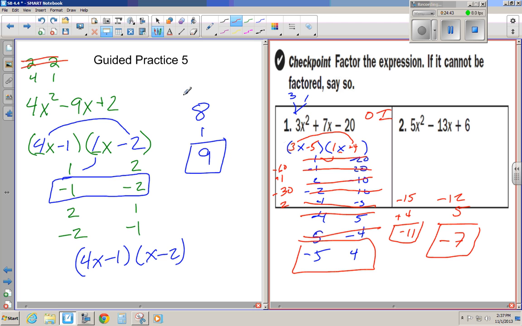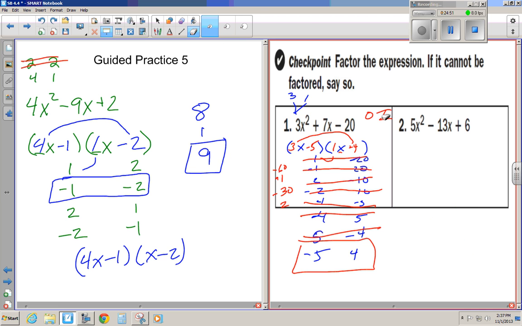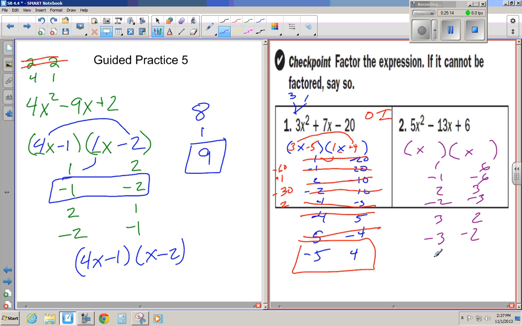Let's do some more examples. Let me erase some of this. All right. The problem is already written down. Let's set up what the solution should look like. Factors of 6 are 1, 6, negative 1, negative 6, 2, 3, negative 2, negative 3, 3, 2, negative 3, negative 2, and then 6 and 1. That's the factors of C.